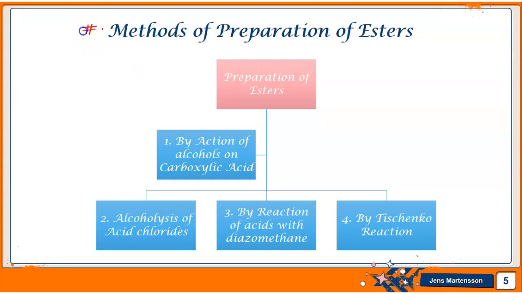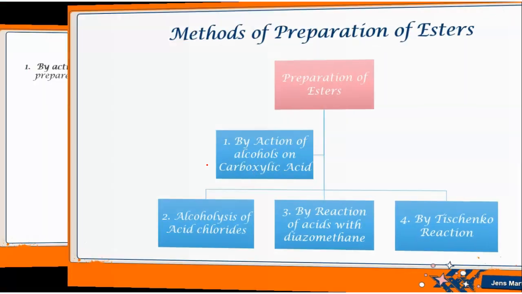See, we are going to discuss 4 methods in detail. First one is by action of alcohol on carboxylic acid. Second one is your alcoholysis of acid chloride. Third one being the reaction of acid with diazomethane. And fourth one is by Tishchenko reaction. Okay, so let's take up all these reactions in detail one by one.